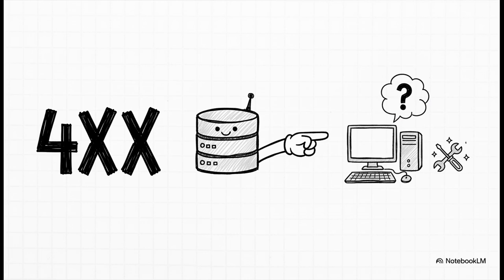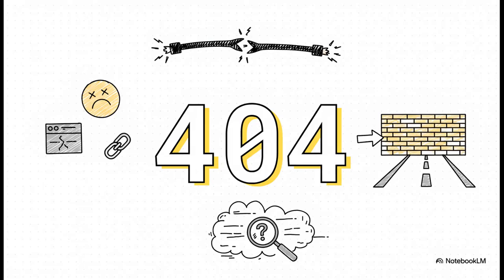So let's dive into those 400-level errors first. When you see one of these, the server is basically pointing a finger back at you and saying, hey, I couldn't do what you asked because of something you did. Now, it might sound a little harsh, but it usually means there's a pretty simple fix you can make. And that brings us to the undisputed king of all error codes, the one everyone knows even if they don't really know what it means.